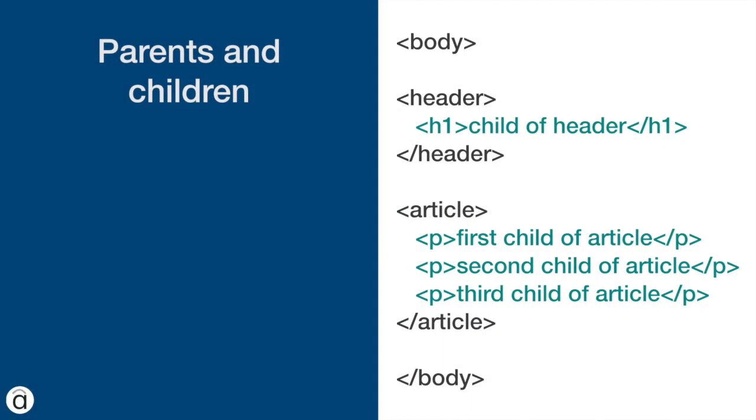So what's this parent and children malarkey? Well, here we've got some HTML, we've got a body, closing and opening tag, and within the body we have a header. Within the header we've got an H1 that's called child of header. Then we've got an article tag, opening and closing, and within the article we've got 3 paragraph tags. The first one is the first child of the article, the second one is the second child of the article, and then the third one is the third child of the article. So you can see a pattern forming here.